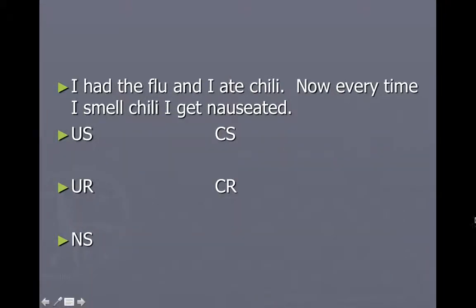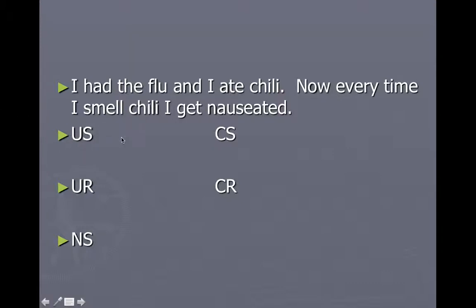So one thing you can do to quiz yourself is take a look at this scenario. I had the flu. I ate chili. Now every time I smell chili, I get nauseated. Well, what's the unconditioned stimulus in this taste aversion example? What naturally brings about a response without any prior training?